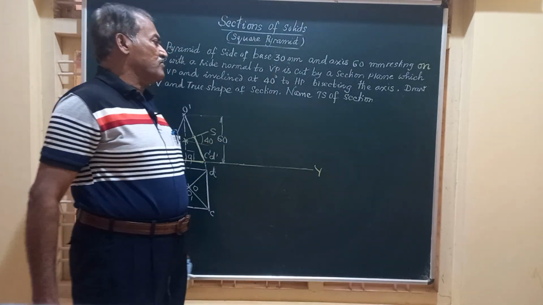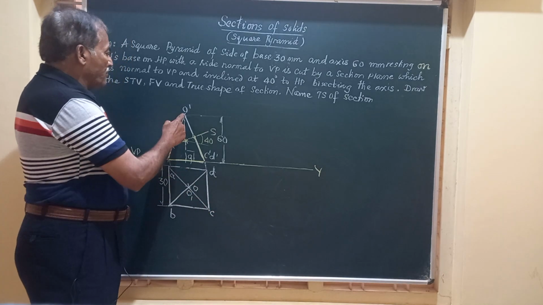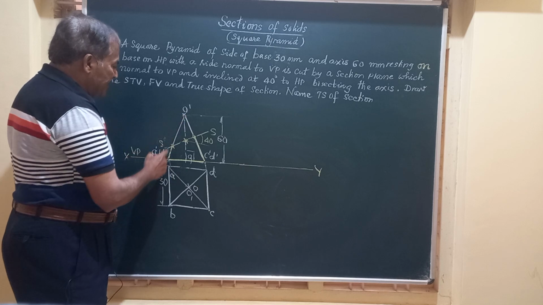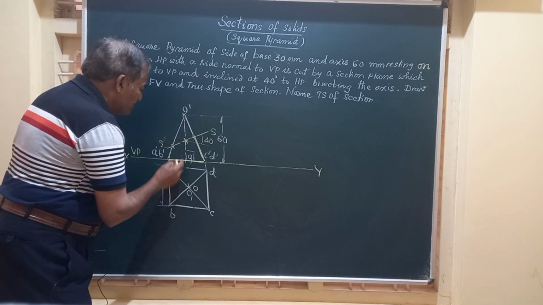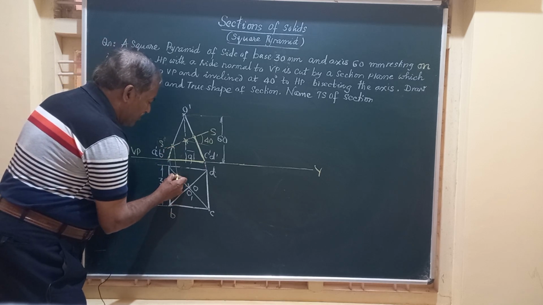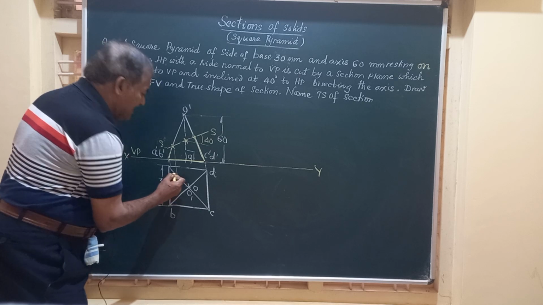That means we are going to get 4 points in this section. So how to get them? You have to go in order. Let us start from this point. It is cutting O dash A dash here. So from this point, draw a vertical line till it cuts the corresponding OA in the top view. So you get a point here.